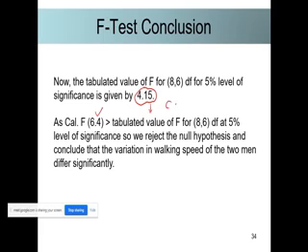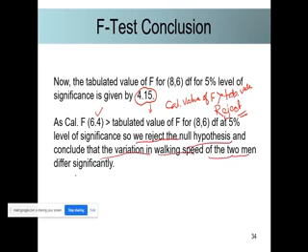So calculated value is 6.4, table value is 4.5. This is the first time we get calculated value of F greater than tabulated value. So what do we do? We reject the null hypothesis. So what is the meaning of reject? That their averages were the same. So in this case we reject the null hypothesis and conclude that the variation in the walking speed of the two men differ significantly. So that is how we make a conclusion to this test.